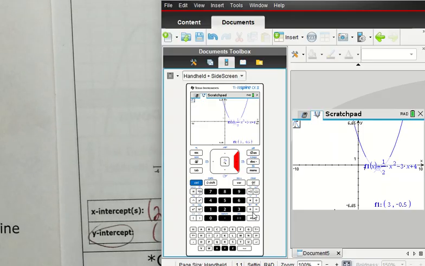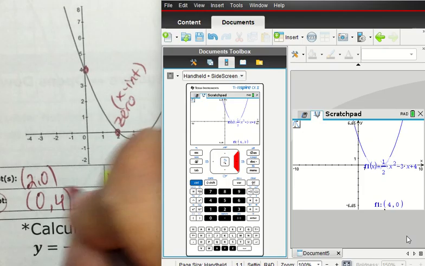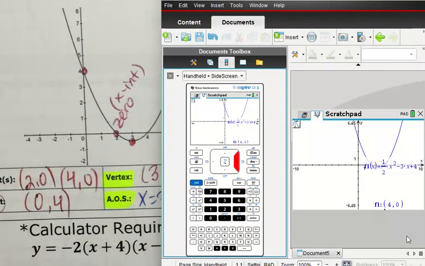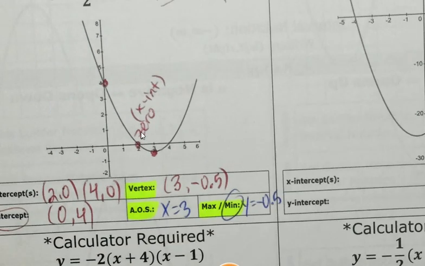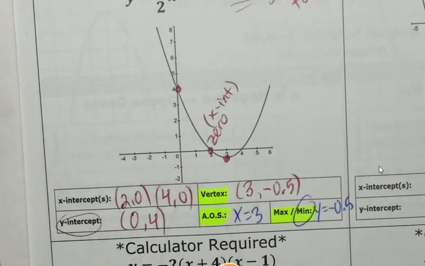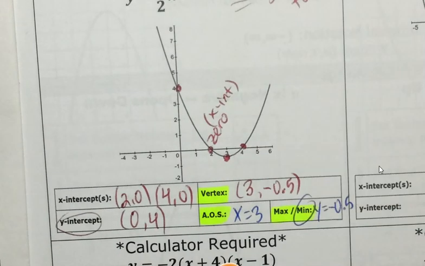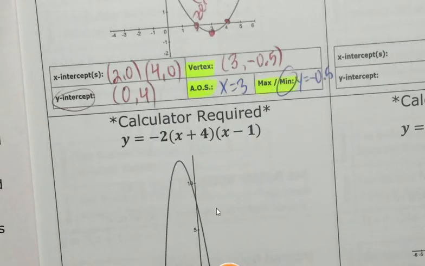Okay, if we keep going, we can find the other x-intercept. So it's 0 right here at 4, 0. So I'm going to write 4, 0. And those are the attributes for that second problem. So notice that they do match what we discovered in the calculator. Let's try the next one.